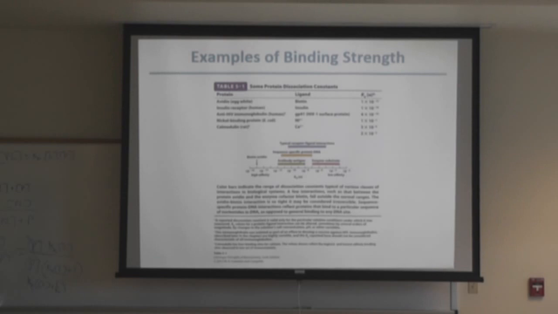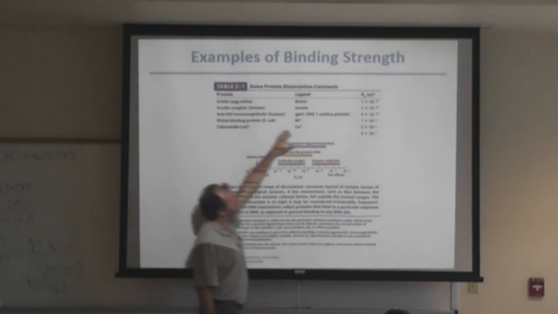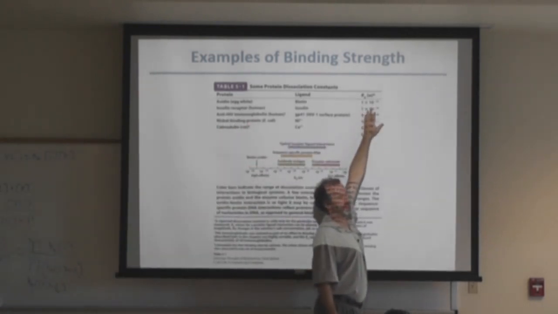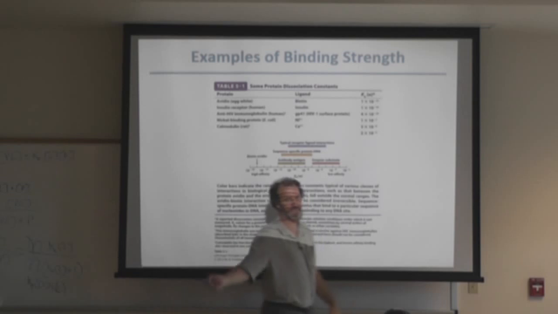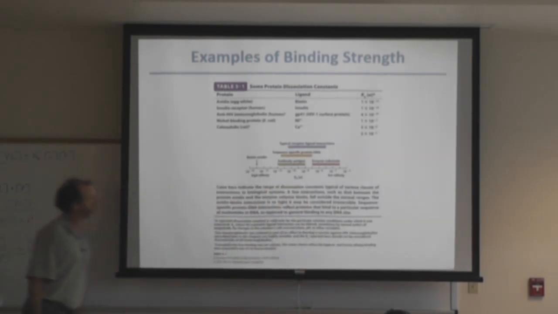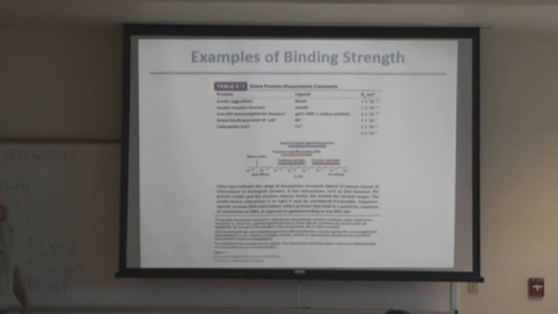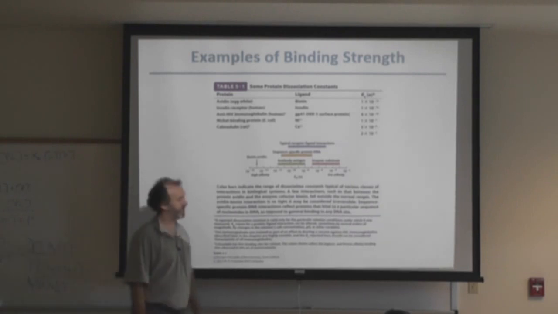Anybody worked with avidin before or know what avidin is? Avidin has one of the highest affinities for its substrate that there is. Its substrate is biotin, and it's the molecule that carries biotin. You can extract it from egg whites like they do here, and its Kd is 1 times 10 to the minus 15 power. So how many molar is that? 1 times 10 to the minus 15?